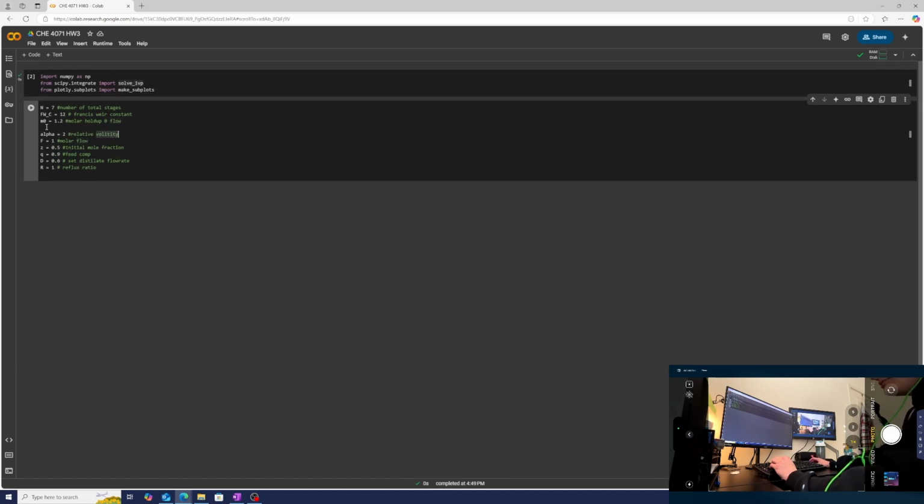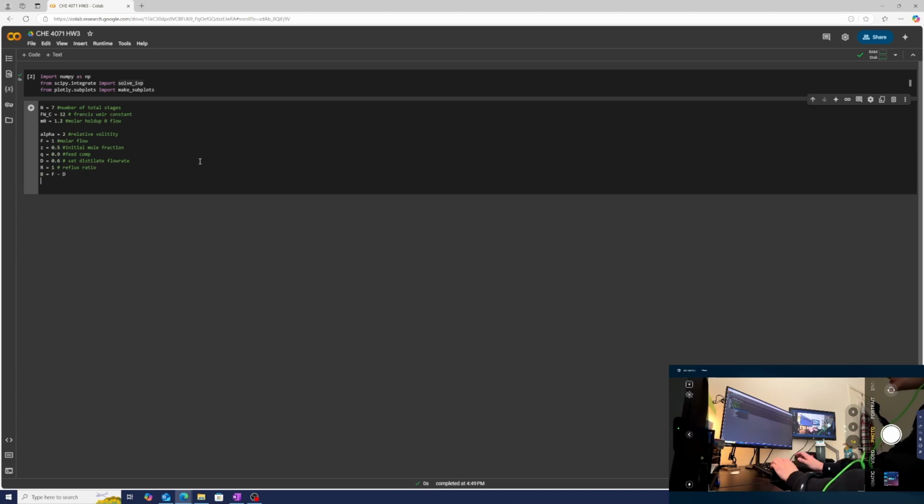We have our relative volatility, which we are assuming to be constant, and we'll use this to calculate our Y composition from our X, our molar flow rate going into our feed stage, which is 1 mole per second, our initial mole fractions, 0.5, our feed composition, our distillate flow rate, and our reflux ratio. Another thing we need to calculate is our bottoms, which is just equal to our feed minus our distillate.